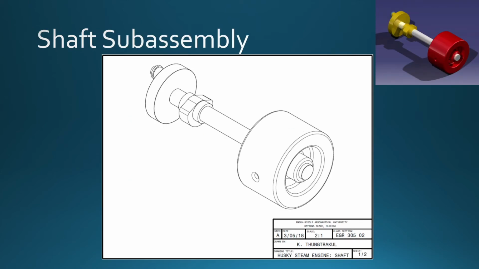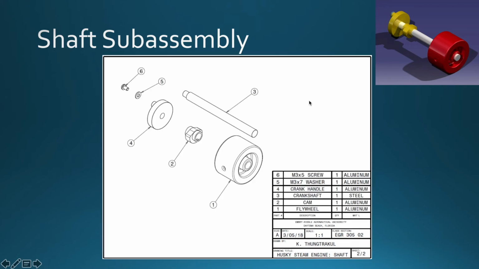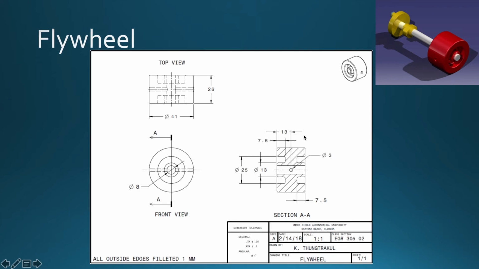So now we have the shaft subassembly. This is the part of the engine that rotates when in motion. It consists of 6 parts: a flywheel, a cam, a crankshaft, a crank handle, and then a washer and a screw to hold the piston rod in place.